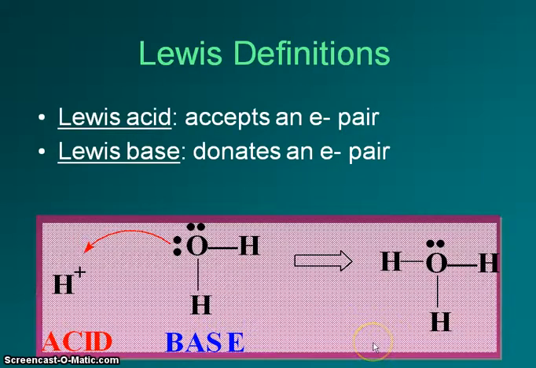The last set of acid-base definitions are Lewis definitions, and just like when we were drawing Lewis structures, we were filling in electrons, that's what these ones deal with. So a Lewis acid would be a substance that accepts an electron pair, and Lewis bases are ones that donate electron pairs.